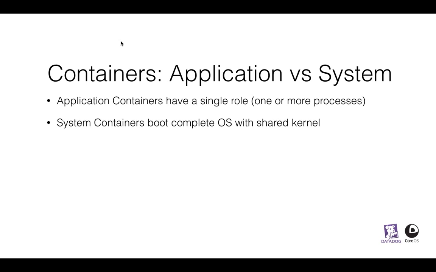Now, this is a stark contrast from a system container. A system container usually has a full operating system with the ability to log in, normally via SSH, and normally a system container will provide its own init and boot like a normal machine. Now, the thing that is the same between an application container and a system container is that they share the kernel of the underlying system.